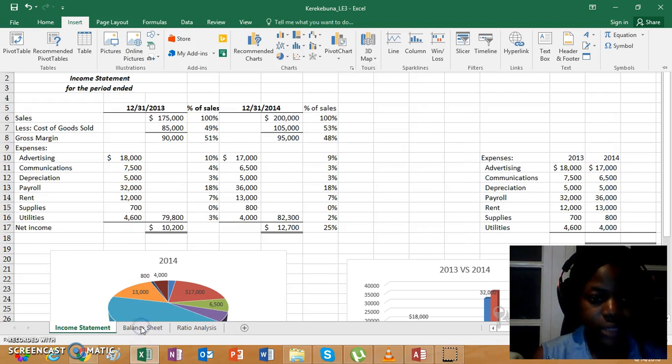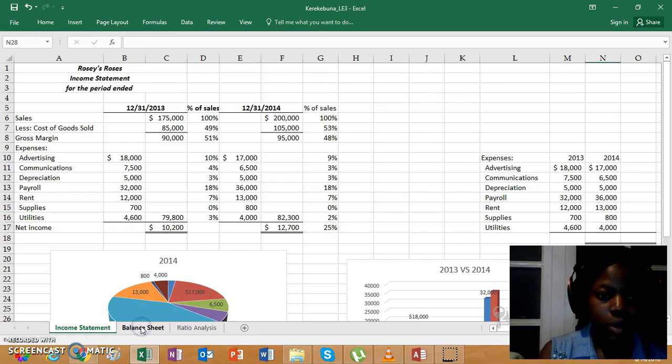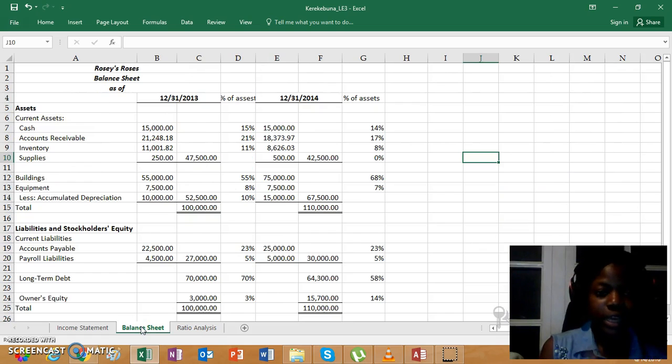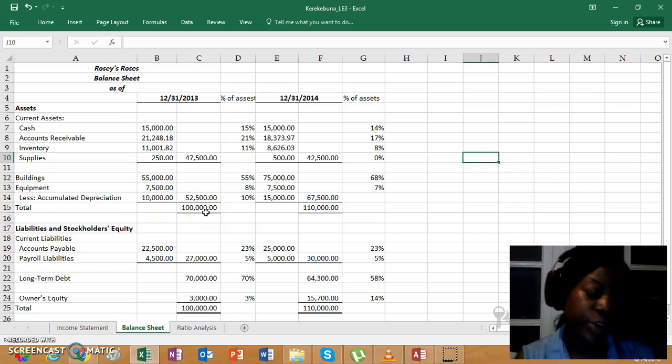For the balance sheet, it was pretty much the same thing, but here it is percentage of assets. We have to divide everything under the assets column by the total asset, which is 100,000.